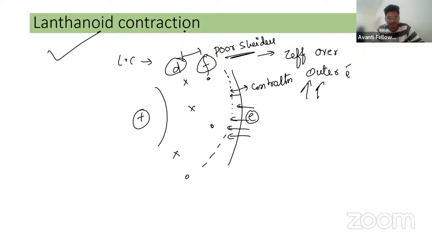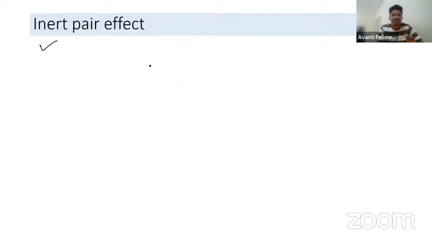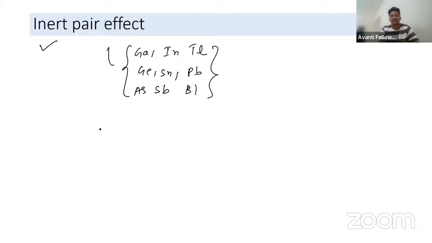Clear? Yeah. So the last concept, inert pair effect. Inert pair effect is very simple. It is usually observed in gallium, indium, and thallium, and also in germanium, tin and lead, and arsenic, antimony and bismuth. Among these nine elements, you will observe the inert pair effect. What does inert pair effect mean? Usually they should exist in the +3 oxidation state, but gallium is very stable in the +1 oxidation state.